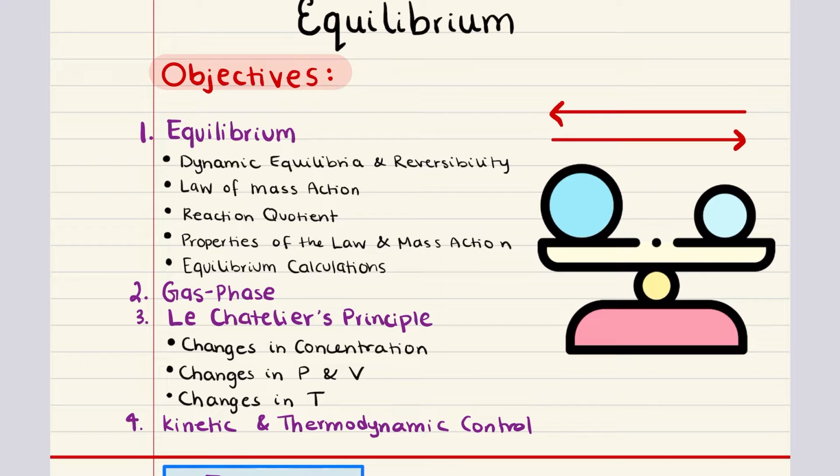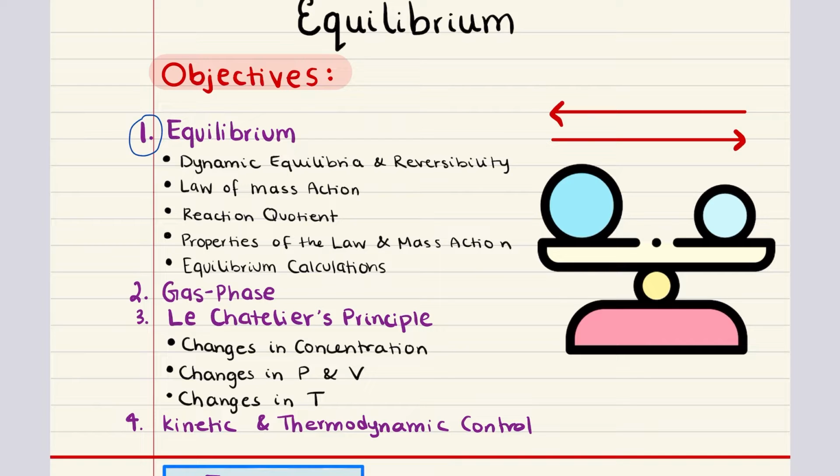Today we're going to be discussing equilibrium, and in this chapter we're going to cover the following objectives. In the first objective, we're going to learn about the difference between reversible versus irreversible reactions. In this chapter, we will focus on reversible reactions and then begin to discuss chemical equilibrium.